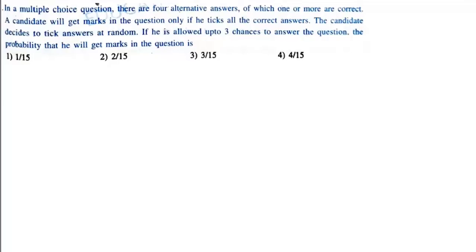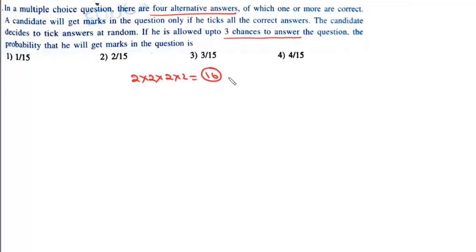Now the question is, in a multiple choice question, there are 4 alternate answers out of which 1 or more are correct. A candidate will get marks in the question only if he takes. A candidate decides to take answers at random. If he is allowed up to 3 chances to answer, he'll get marks in the question. Now, if it has 4 alternatives, then total number of possible choices are, for each option we have 2 choices. So it'll be 2 into 2 into 2 into 2. So there'll be 16 choices, but then there'll be this one choice when none of the answer is correct, which is not possible.